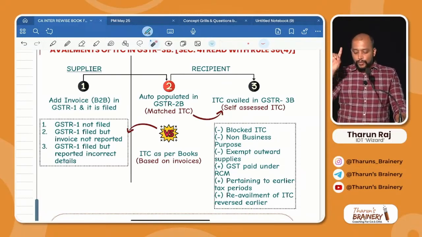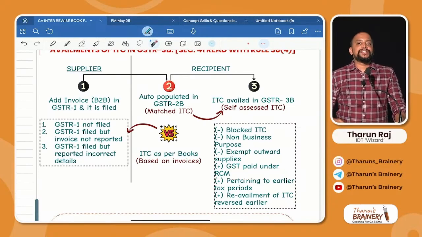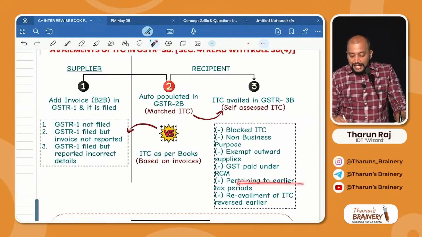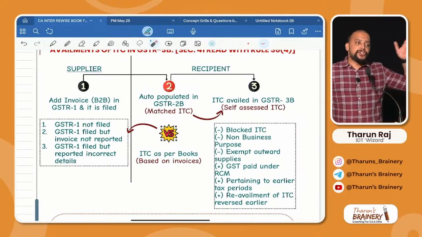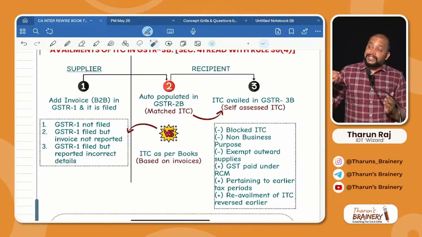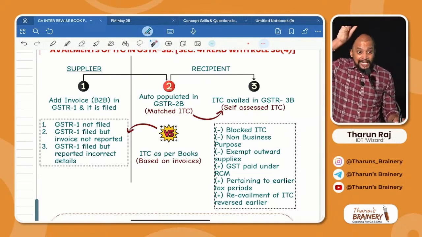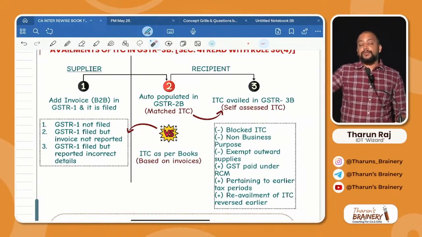What are they? Number one, GST paid under RCM. Whatever GST that you are paying under RCM, you can take as ITC. There is no need that it should be coming in 2B. Number two, pertaining to earlier tax period. Pertaining to earlier tax period means it was pertaining to January. You have not taken in January, but you want to take in March. You can take in March even though it is not coming in March month 2B, because it was reflected in Jan month 2B.